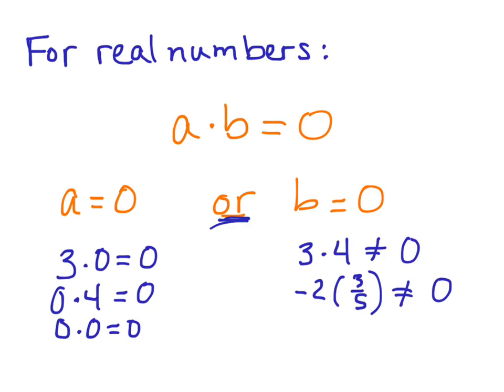Alright, and this makes sense. You know that this is true, but we state this property as something that's very important because this is not true in all mathematical systems. So this is a property that's special for the real numbers and some other systems, but not all.